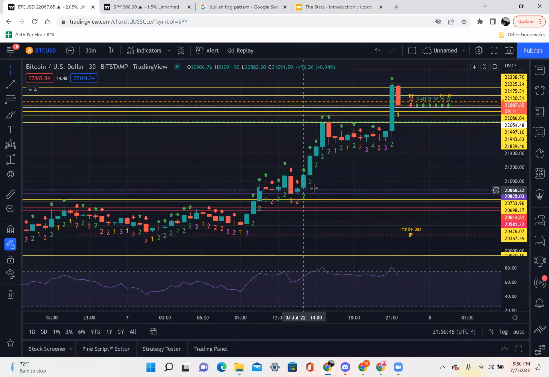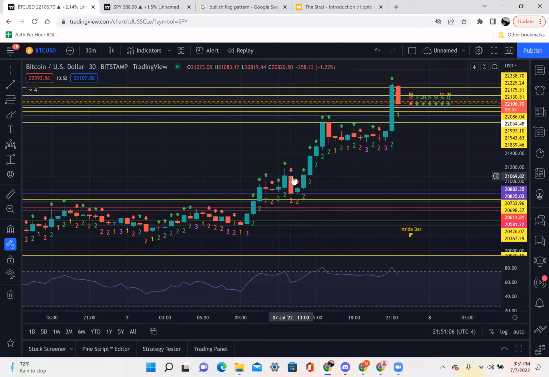But you see, you could have taken this 2-2 reversal right here. This 2 down, and then this 2 up. You can see it right there. 2 down, 2 up. That would have been your entry point. That would have been your stop loss. It never came to your stop loss. Morning star at that. Take your profits right there at the end of this candle. That's how easy the strat is.